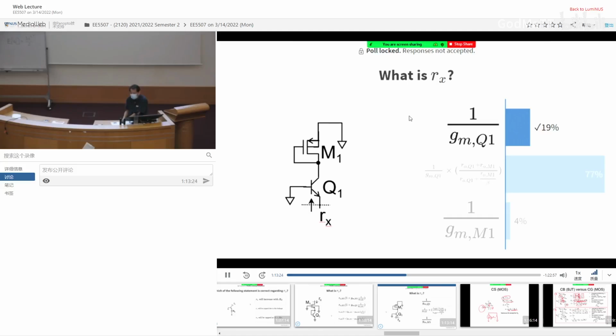A shock, only 19% get it right. What is the top transistor? The top transistor is 1 over gm. 1 over gm is usually very small. So for r0 of Q1 plus 1 over gm of M1, you can right away ignore 1 over gm. So r0 cancels, and you are going to end up having only 1 over gm of Q1. So this one involves some deduction. Although the formula looks like the second one, in the second one there is no r0 of M1. It's 1 over gm of M1 because the top transistor is a diode-connected transistor.